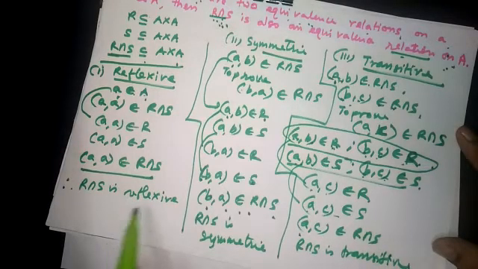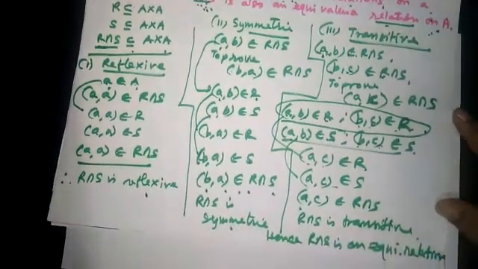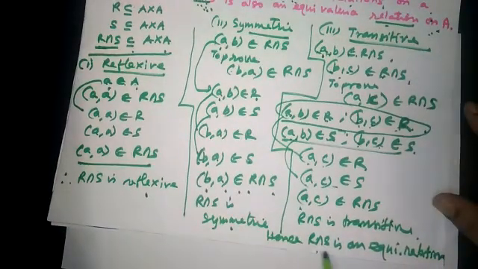R intersection S is reflexive, symmetric, and transitive. Hence, R intersection S is an equivalence relation. Done?